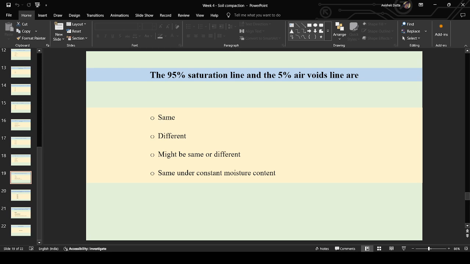The 95% saturation line and the 5% air voids line are: first option, same; second option, different; third option, might be same or different; last option, same under constant moisture content.